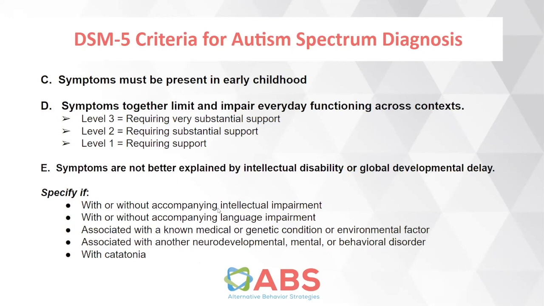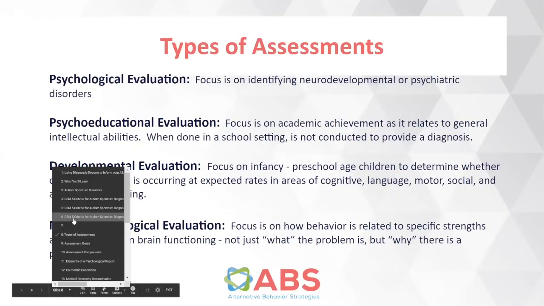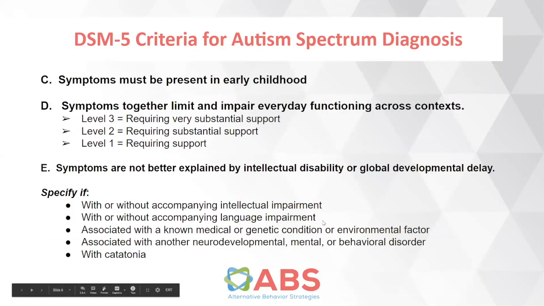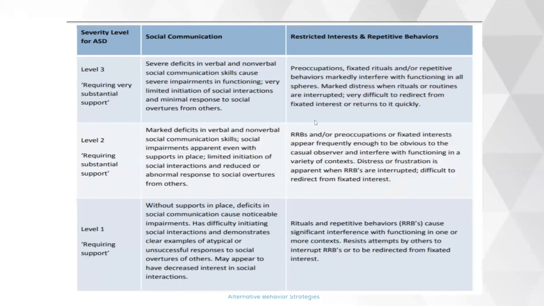If a child has intellectual impairment, and that should be specified in the diagnosis, that likely means that the impact of their autism is going to be more severe, and treatment is going to need to be more intense and probably longer. The same thing with language impairment. If there is language impairment, it's potentially going to mean that there's more intervention or longer intervention. Same thing when you have an additional medical or genetic condition, a neurodevelopmental, mental, or behavioral disorder, or catatonia. This is just a very brief exposure to these category severity levels.